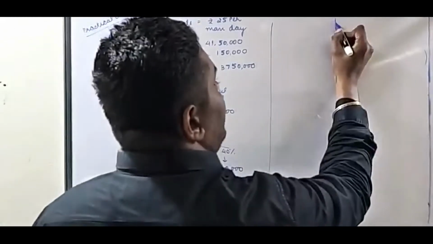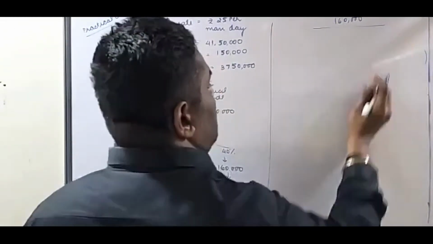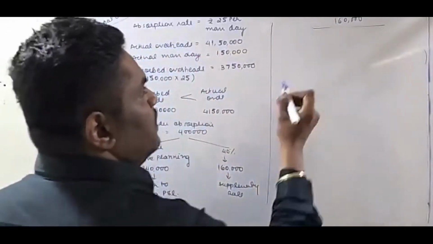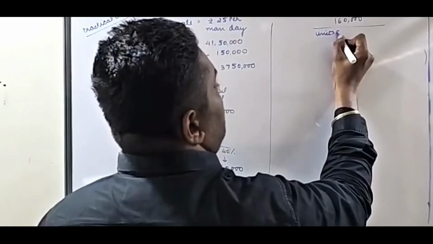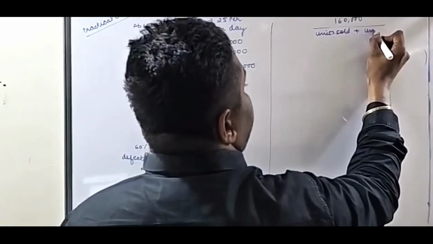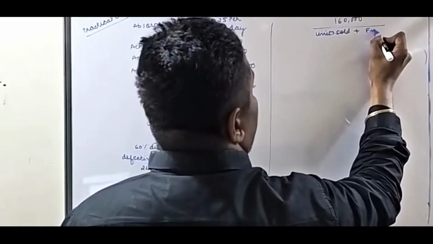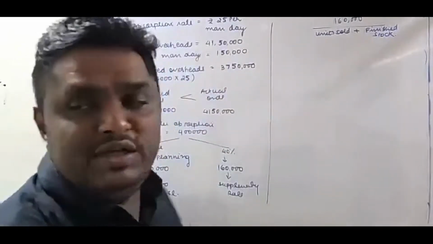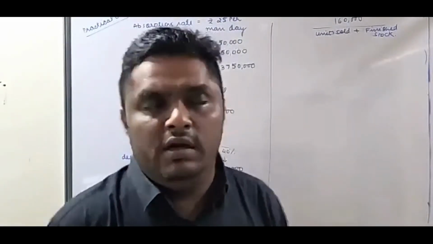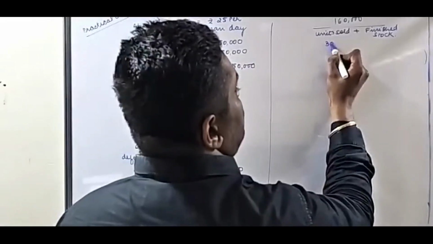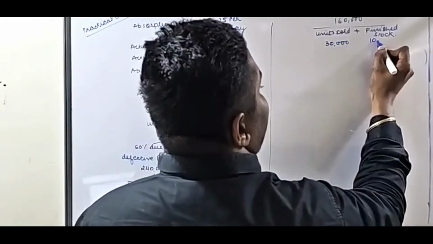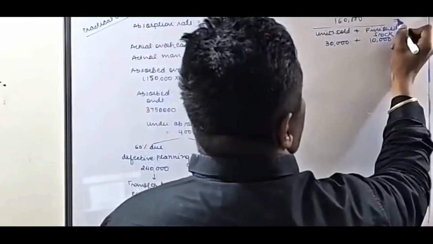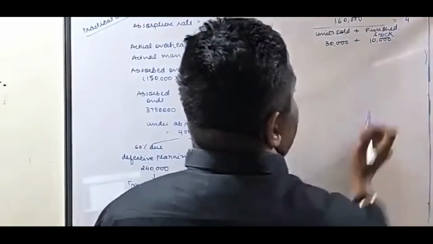So how to calculate 1,60,000 divided by, see here in this case, no work in progress is given. So units sold are given and units finished stock is given. See, it is given in the question that out of total 40,000 units manufactured, 30,000 were sold. So it means units sold are 30,000 and units that are still in stock are 10,000. So 30,000 plus 10,000, 40,000, 1,60,000 divided by 40,000. So 4 is my rate.